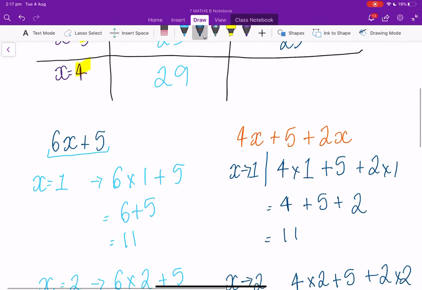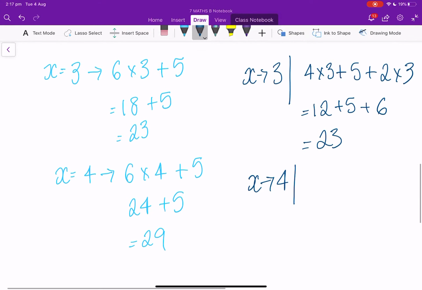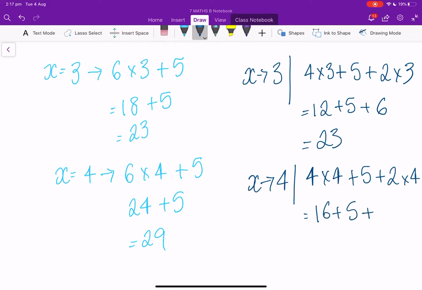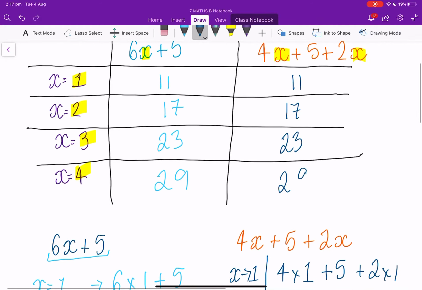Let's do our last one, for when x equals 4. 4 times 4 plus 5 plus 2 times 4. 4 times 4 is 16 plus 5 plus 8. When we add them all together, we get 29. Okay, I'm going to put that in.